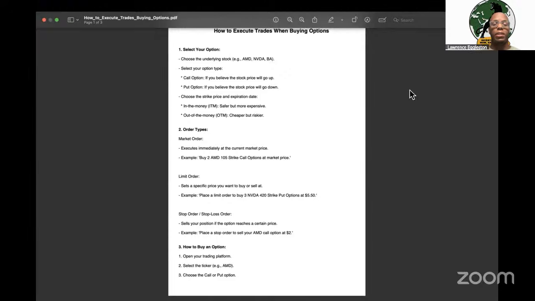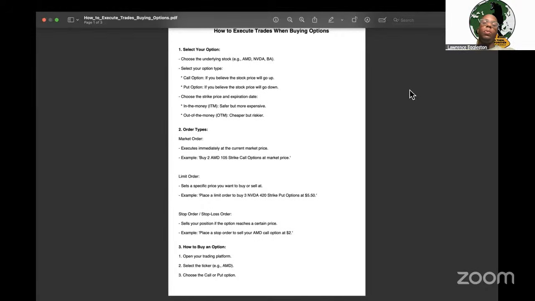Market order is going to execute immediately at the current price. So for example, if you're looking to buy 2 AMD calls for the 105 stock options, right, you are going to execute those right at the market price. So that order fills the fastest.